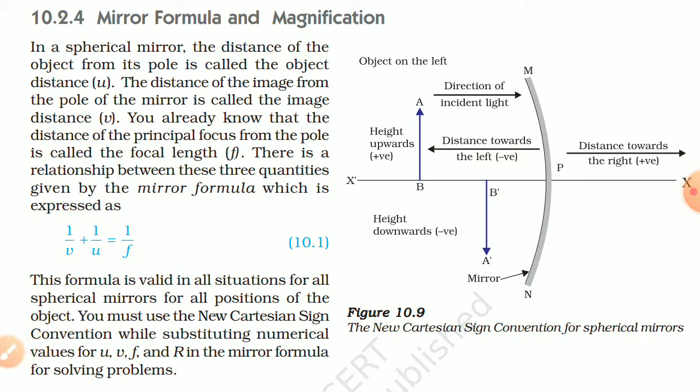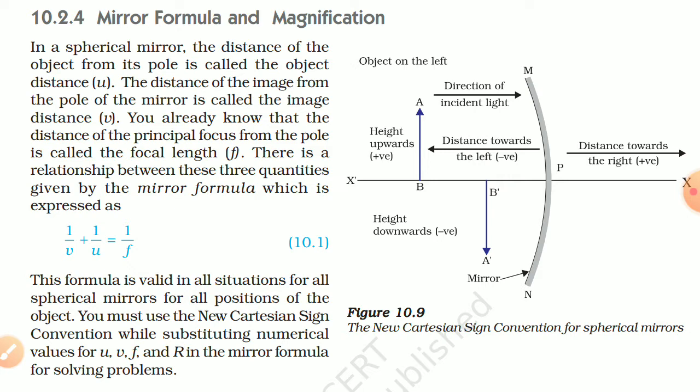For solving numericals we need a formula. So, 10.2.4, mirror formula and magnification. In a spherical mirror, the distance of the object from its pole is called the object distance. Whichever distance our object is placed from the pole, that distance is called the object distance. The distance of the image from the pole of the mirror is called the image distance. Whichever distance we get our image from the pole, that distance is called the image distance.